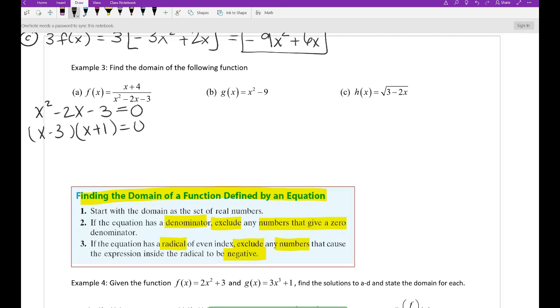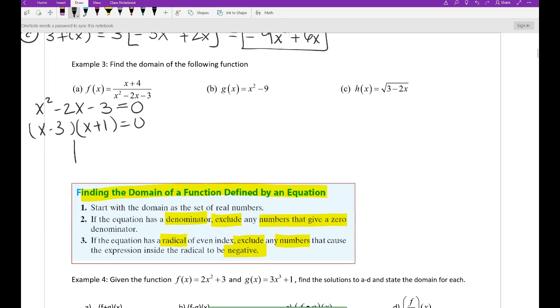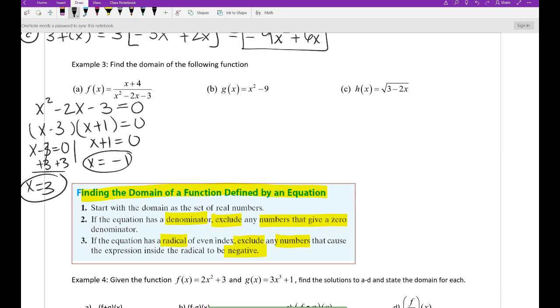Just for x? Set x minus 3 equals 0. Good. And then add 3, and then x equals 3, and then set x plus 1 equals 0, and subtract 1, x equals negative 1. Okay. Now my question is, guys, is that the domain? Is the domain 3 and negative 1? No. Remember, the domain should be what? All reals.